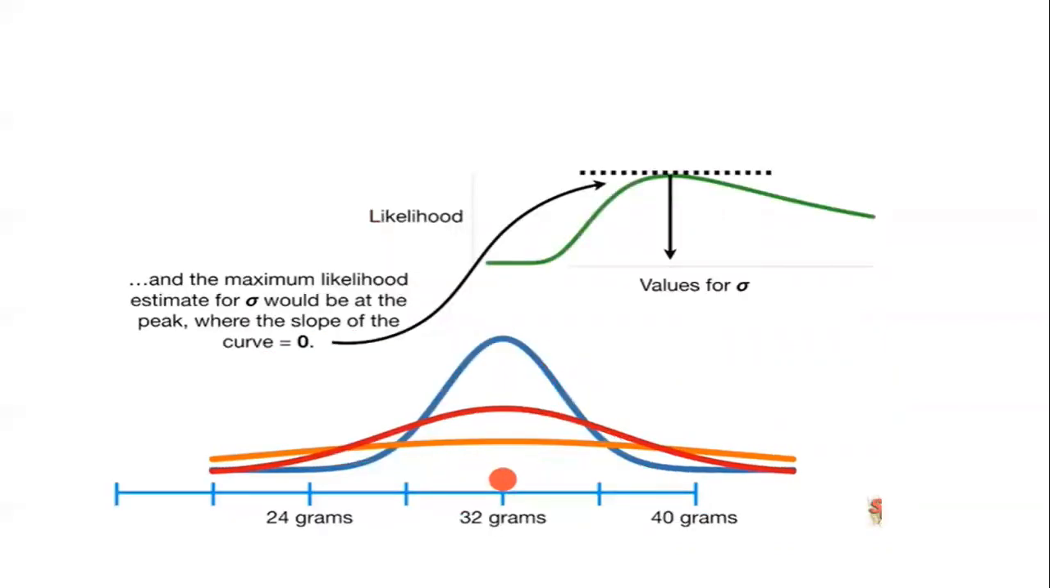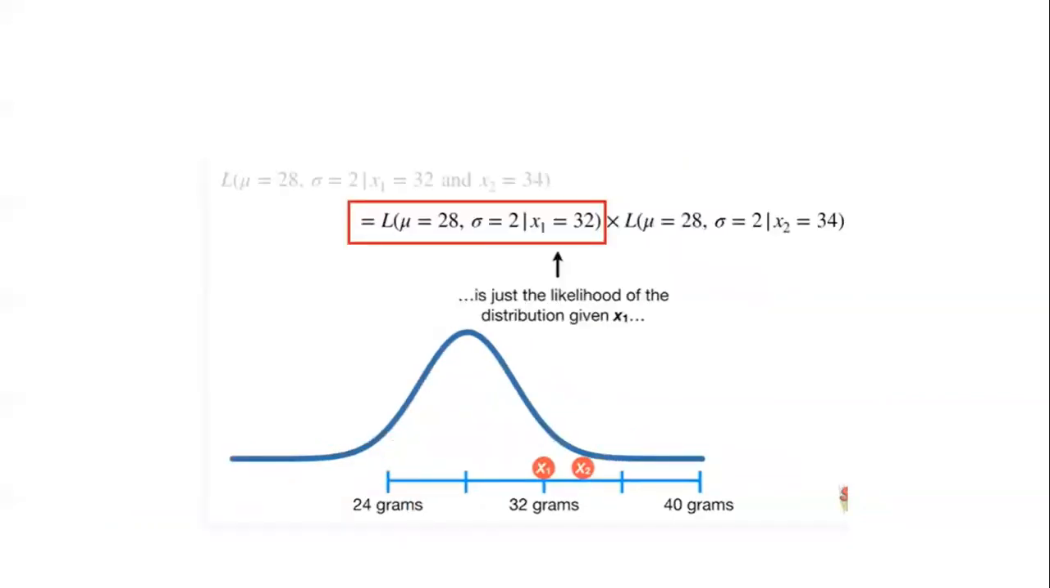Again, we have to find that value of sigma where it peaks. At the peak, the slope will be 0. The maximum likelihood estimate for sigma would be at the peak where the slope of the curve is 0. So whenever we want to identify the maximum likelihood, we have to identify that point in the curve where the slope is 0.